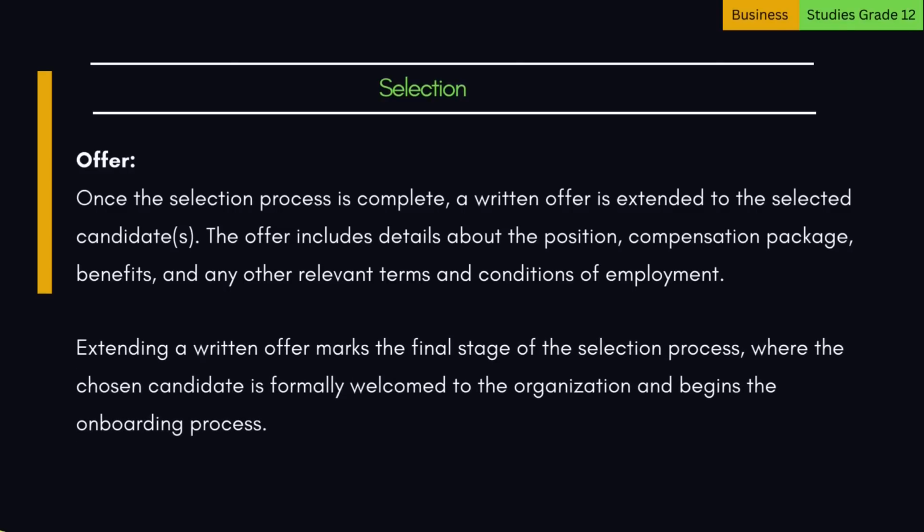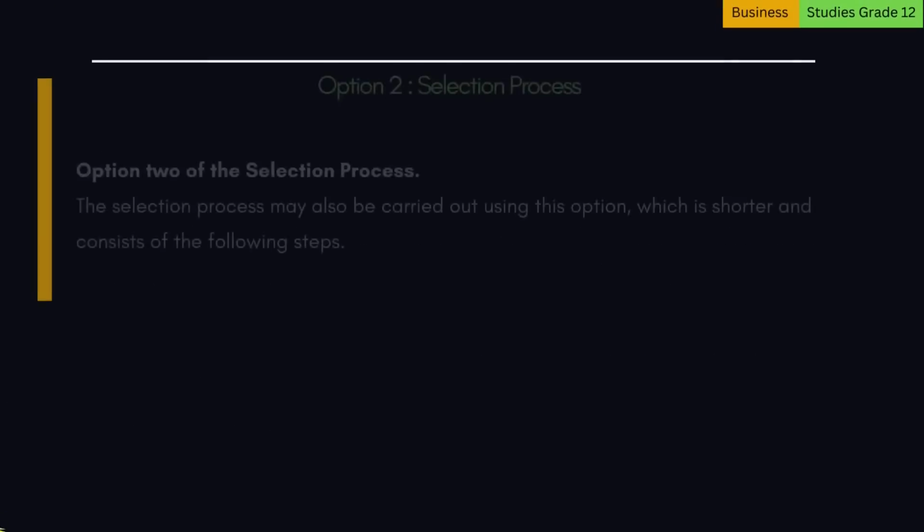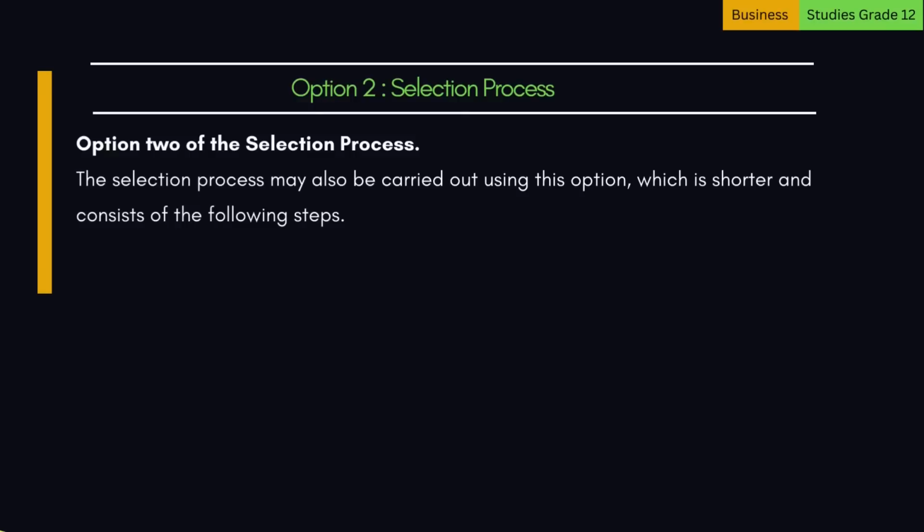Extending a written offer marks the final stage of the selection process, where the chosen candidate is formally welcomed to the organization and begins the onboarding process. Option 2 of the selection process. The selection process may also be carried out using this option, which is shorter and consists of the following steps.